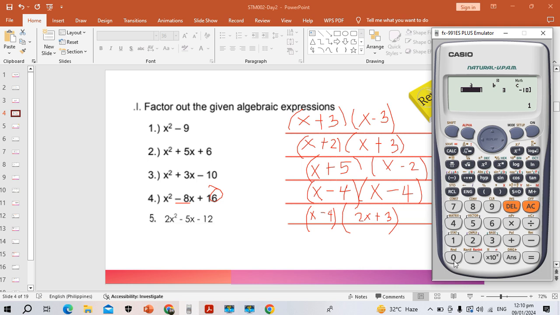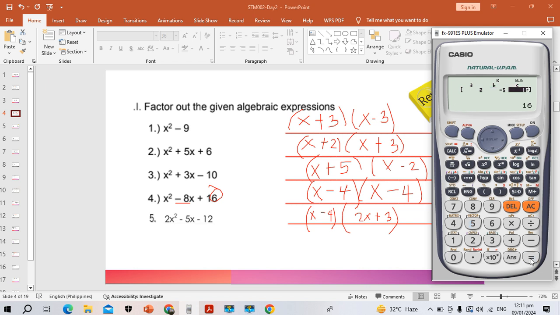Next, we have number 4. The first term is 1, negative 8 for the second term, and 16 for the last term. As you can see, we have positive 4 for the first factor. The second factor is also 4, since number 4 is a perfect square trinomial. Both are 4, so negative, negative. The answer here is x minus 4 raised to 2. So, x minus 4, x minus 4, which is correct. Next. Here, the first term is 2. The second term is negative 5.